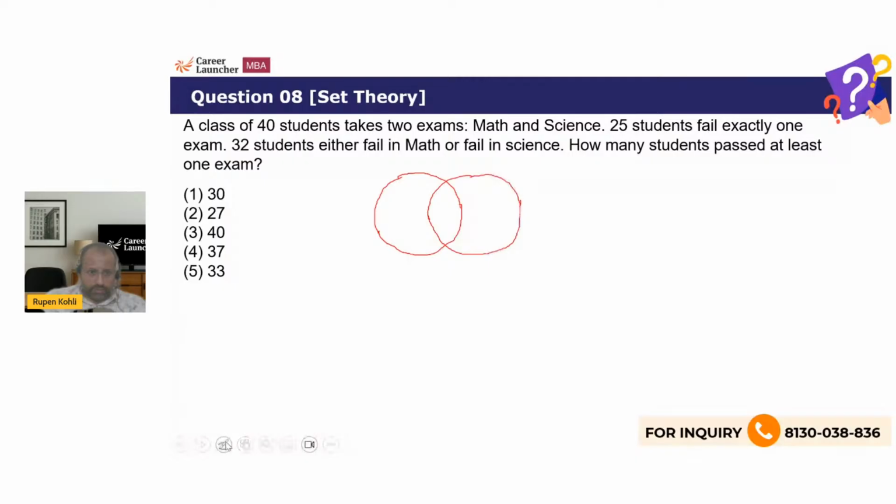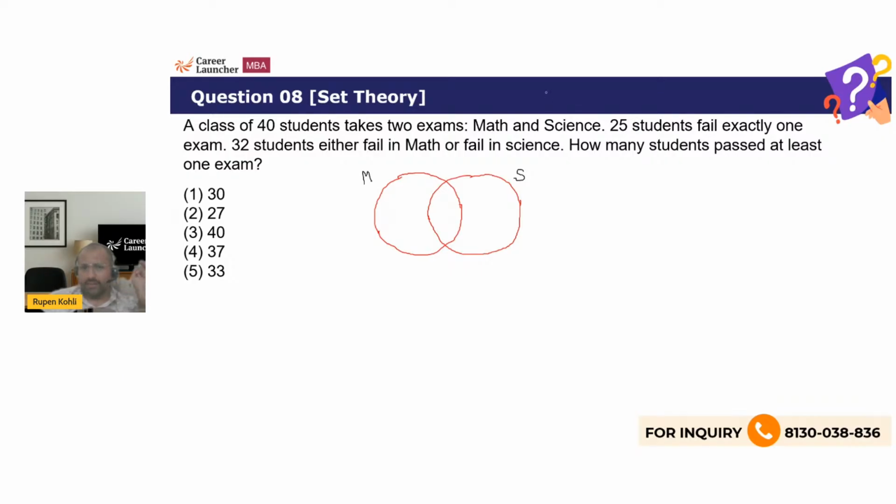Okay, so let's put the things. Let's say this is your group of math students. This is your group of science students. Those who passed, right? 40 is your total, right? 40 total students. So 25 students failed exactly one exam. So there are two exams. If you're failing exactly one, it means you're passing exactly one.